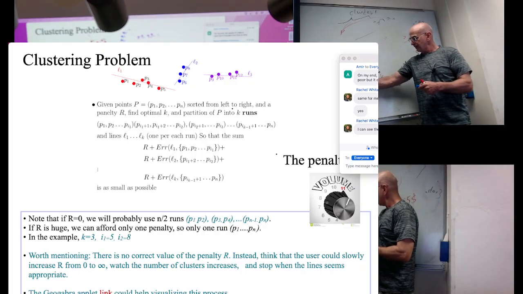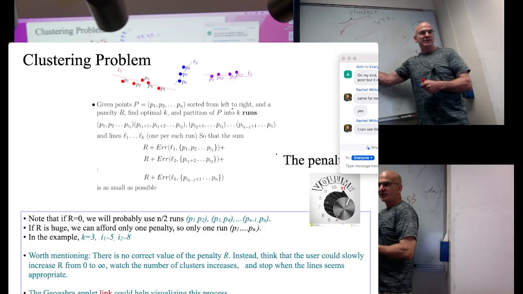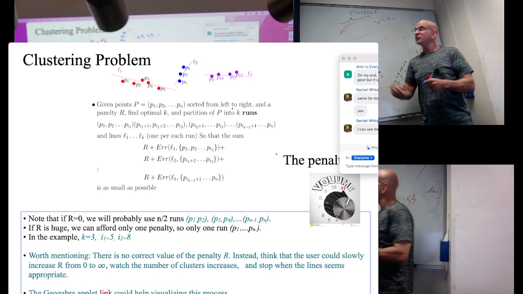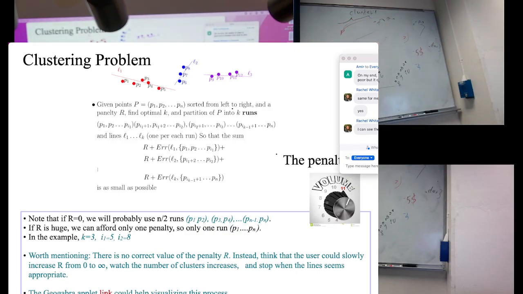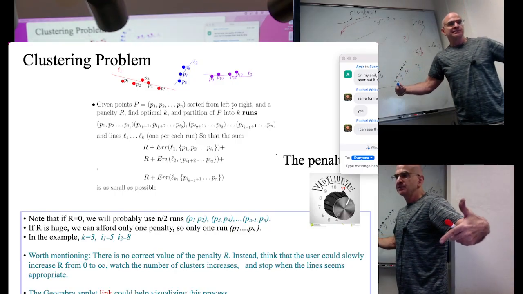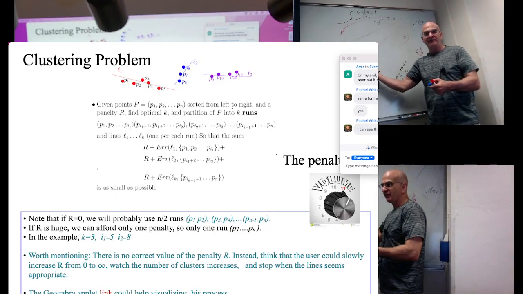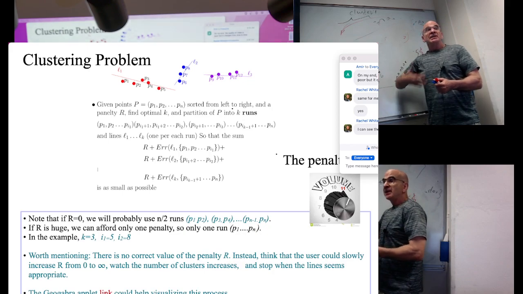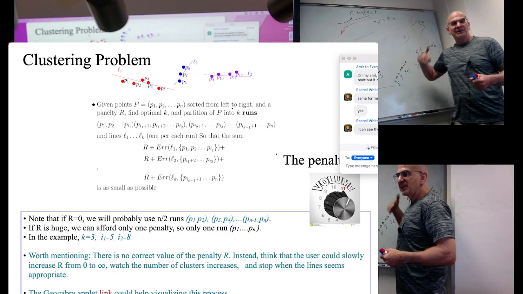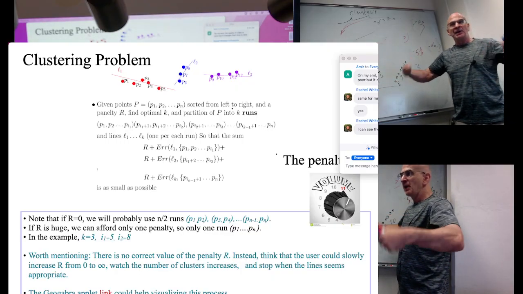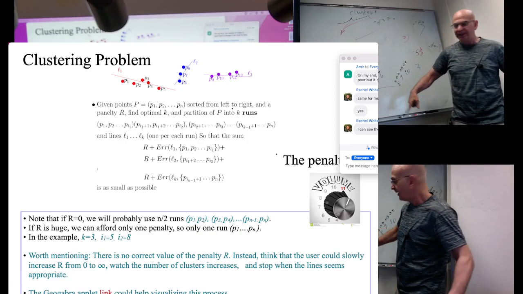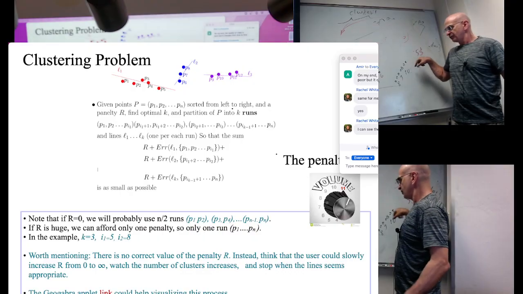Take point 1 and point 2 together, put a line through them. Take 3 and 4 together, put a line through them. You don't pay any error over here. And you can afford tons of runs because you don't pay any penalty for each one. Take R to be $5,000. Since it costs me so much, R is how much each cluster costs. R is $5,000, a lot of money. I will afford only one line.